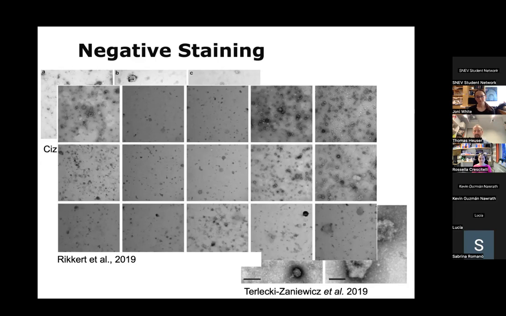And this is why I think it's important to keep in mind electron microscopy is great to visualize EVs, but it's not a good method to quantify this. Yeah, and I think this is true for negative staining as well as for cryo.